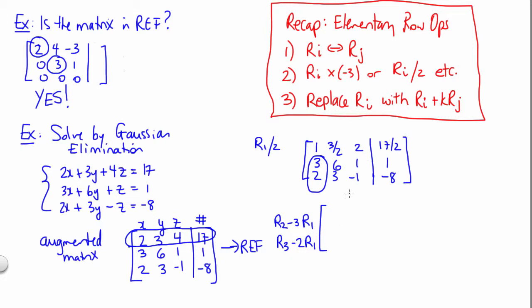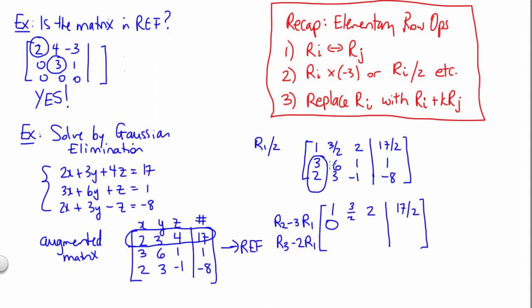All right, so let's fill in the rest of this matrix. I'm going to recopy the top row, since that is not changing. And then we'll do row 2 minus 3 row 1. So that's going to give us 0.